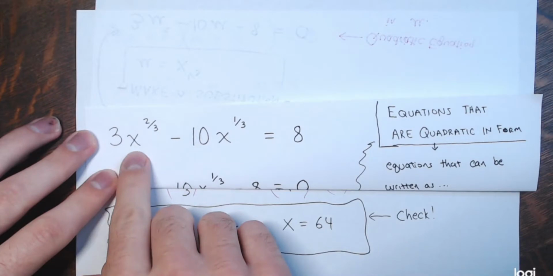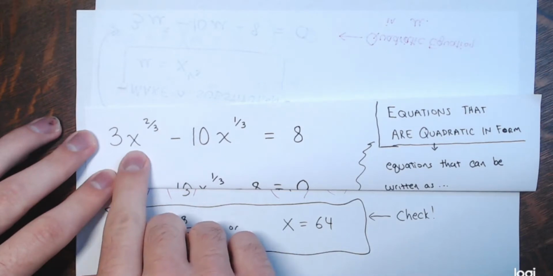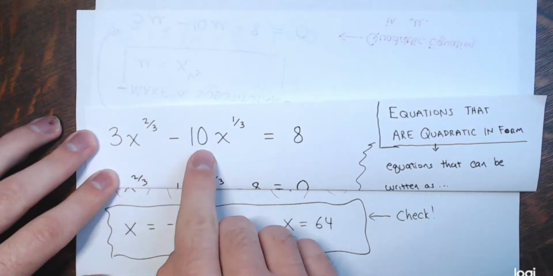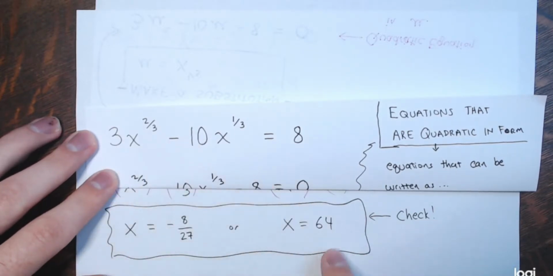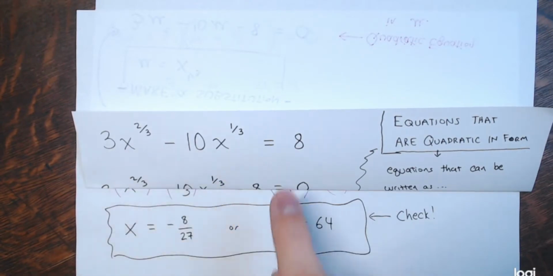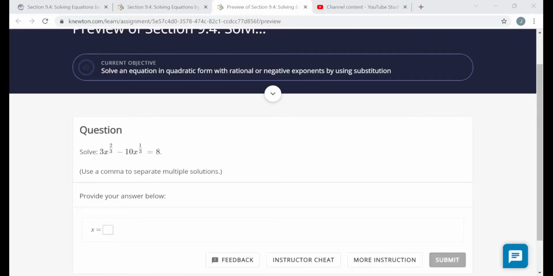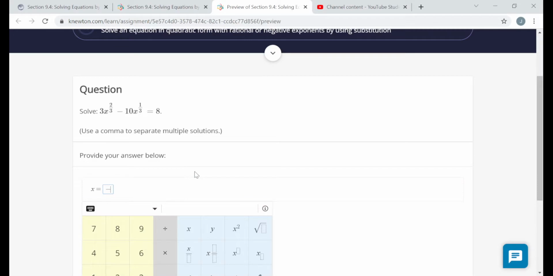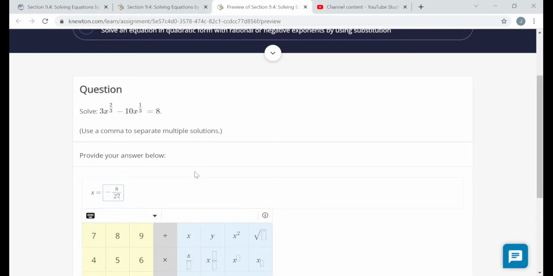We'd have 3 times 16. 64 to the 2/3 power would be 16, so 48. Minus 10 times 4 would be 40. 48 minus 40 is 8. Both of these work out. So negative 8/27 and positive 64 are the solutions of this equation. And we're asked, when we enter the solutions, to separate them by commas. Negative 8/27, comma 64.